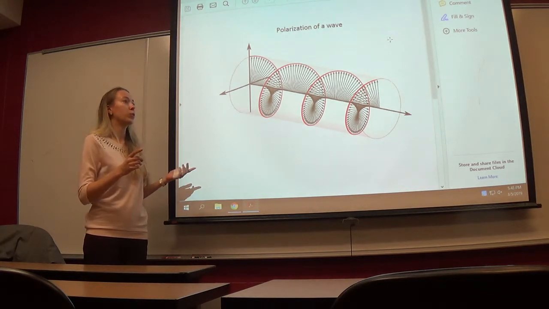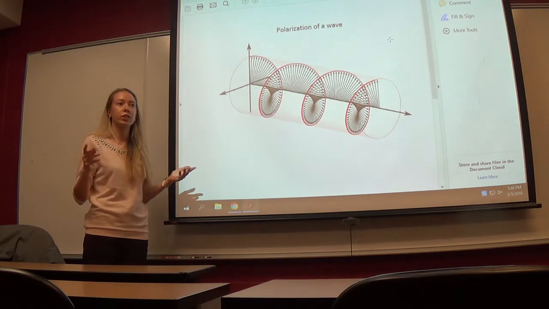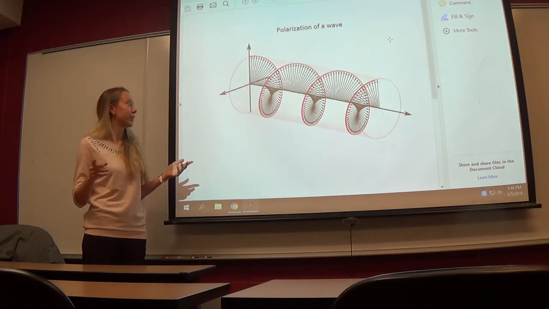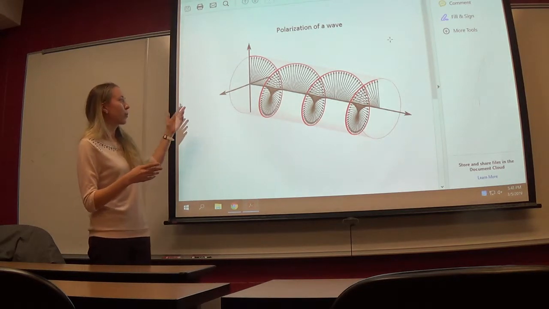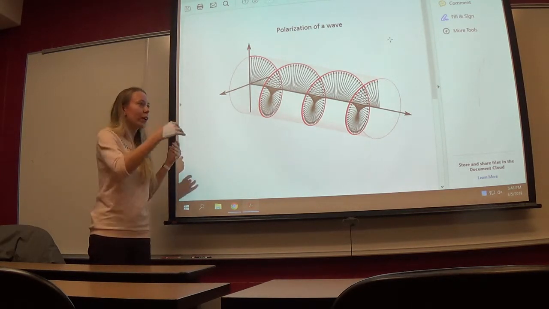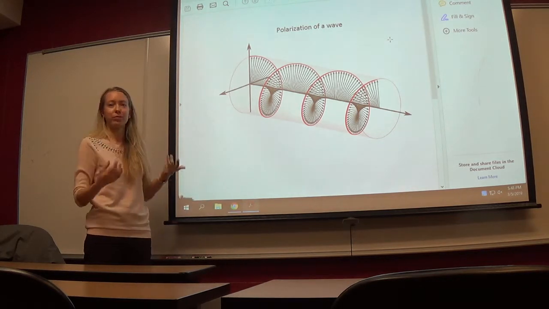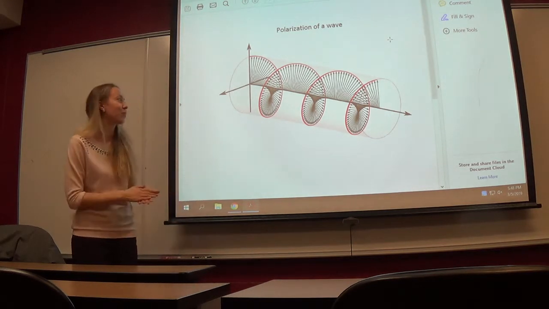I'm pointing this out because different people may define polarization in different ways. For example, optical engineers observe the wave not moving away from them as we do, but when the wave is traveling towards them. I don't know why, crazy people.